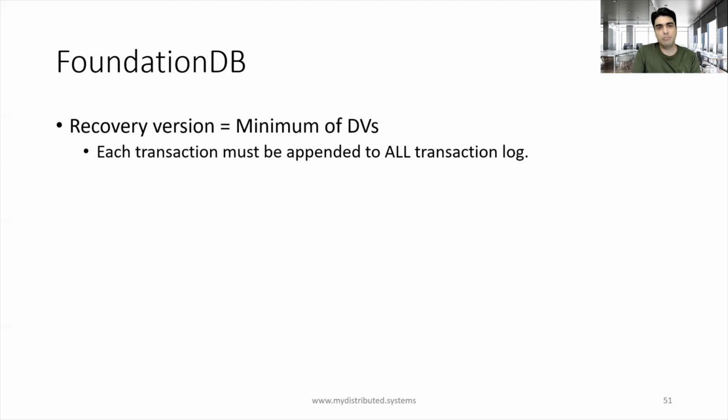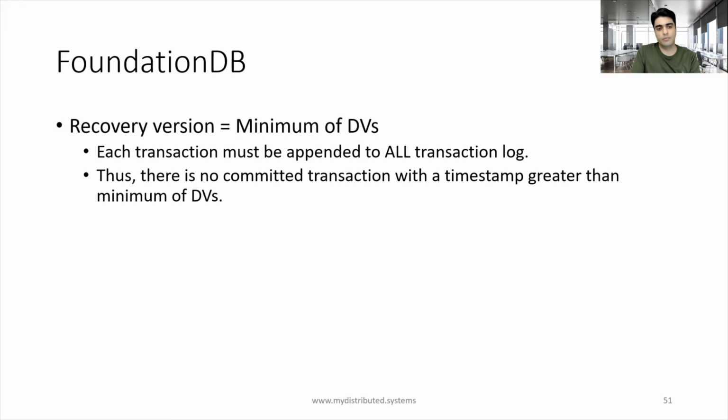So by taking the minimum, we are sure that there is no committed transaction with a timestamp greater than the minimum of DVs, right? Because if that transaction was committed, then the timestamp would appear in all transaction logs.